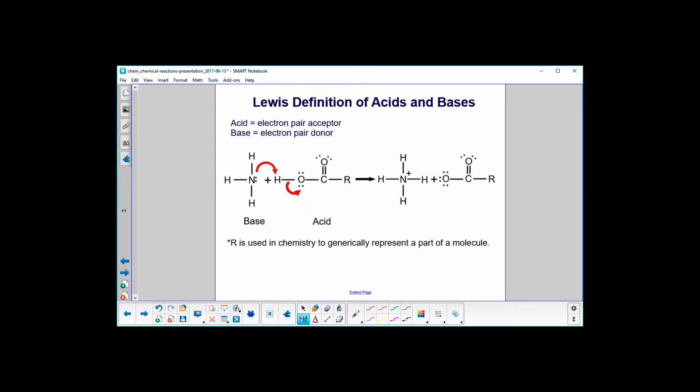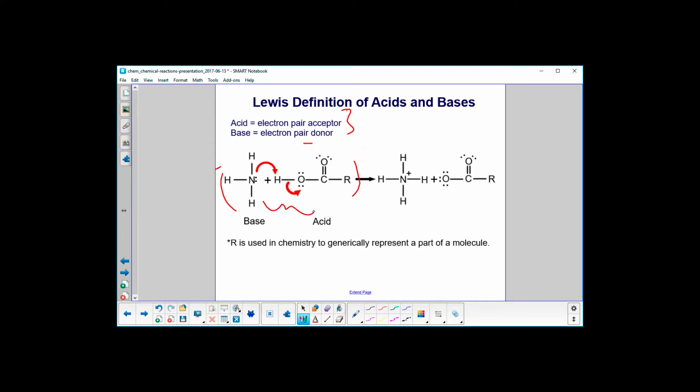The Lewis definition talks about an acid being an electron pair acceptor and a base which would donate an electron pair. So here we have ammonia, this guy over here. He's going to react with this molecule, and the R just means there's other stuff there. It's another part of the molecule. The important stuff is happening right in here.